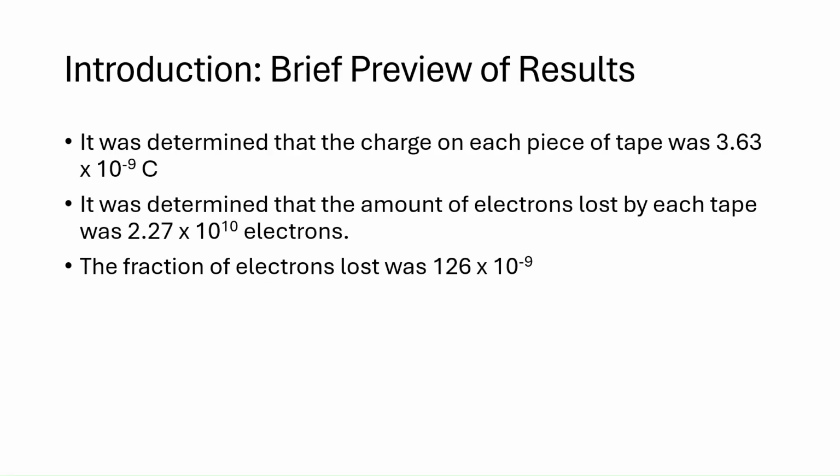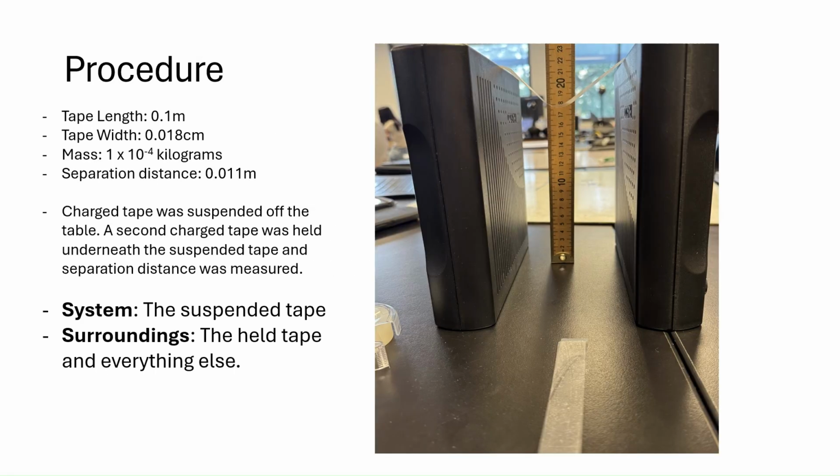For a brief preview of the results, it was determined that the charge on each piece of tape was 3.63 times 10 to the minus 9 coulombs, and that the number of electrons lost by each tape was 2.27 times 10 to the 10 electrons. It was then calculated that the fraction of electrons lost was 126 times 10 to the minus 9.